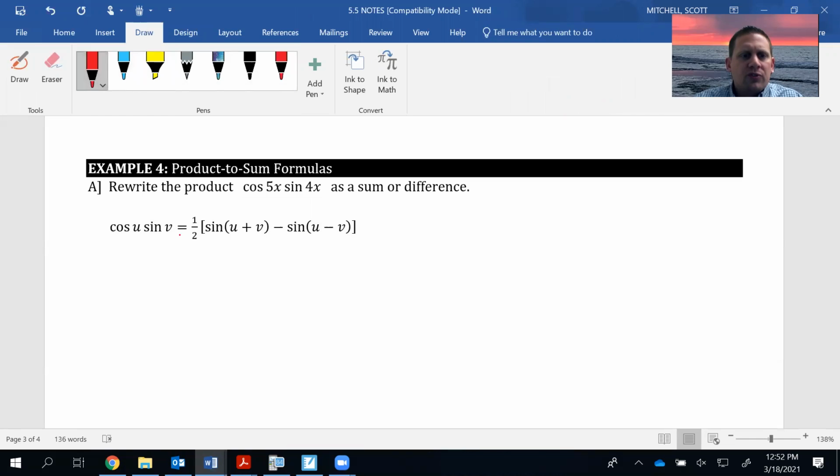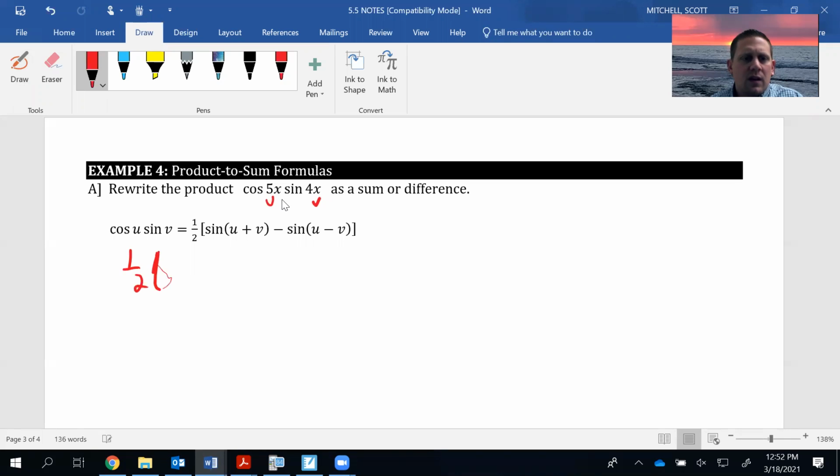Okay, so knowing that this is U and this is V, we need to plug in our info here. So we're going to have 1/2 times the sine of 5x plus 4x minus the sine of 5x minus 4x.